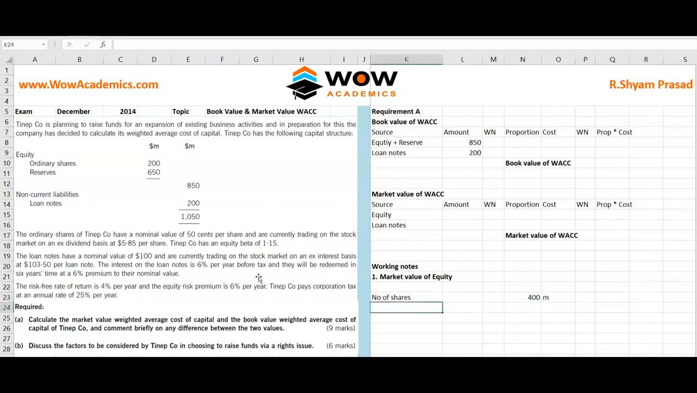Now we have to get the market value of equity. You can do it like this: the number of shares times the market price per share. The market price per share is 5.85. When you multiply both, you will get the market value of equity. So we'll have that.